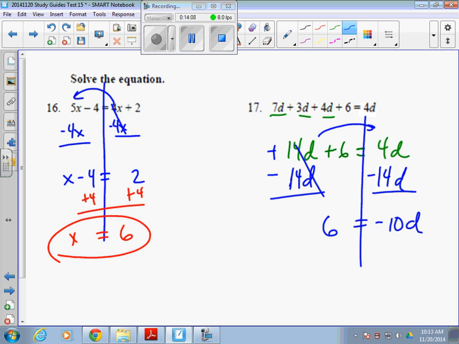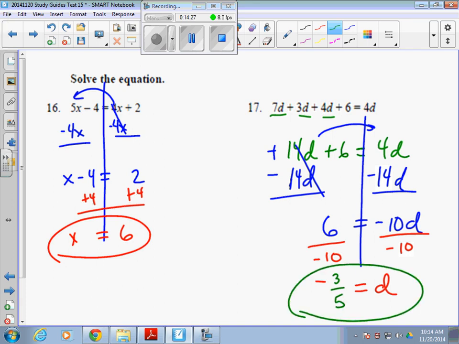Get D by itself. It says negative 10 times that. Divide by negative 10 to cancel it out. If you do it there, do it here. The positive divided by negative is going to be a negative. In this case, the number 2 is going to go into both. It goes into 6 3 times, and it goes into 10 5 times. D is equal to negative 3 over 5.